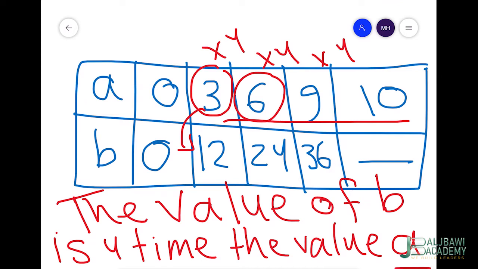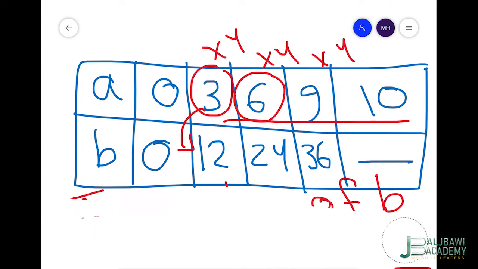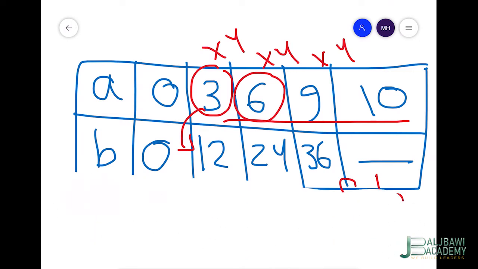Now I want to write an equation that fits this rule. I write the equation.